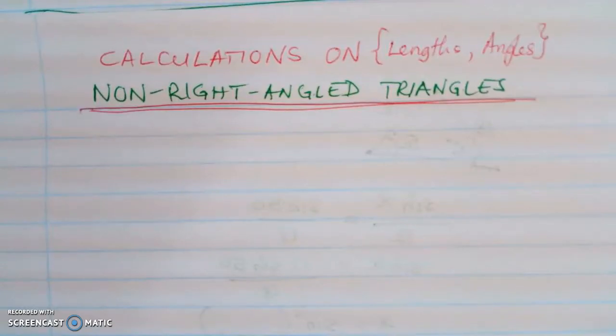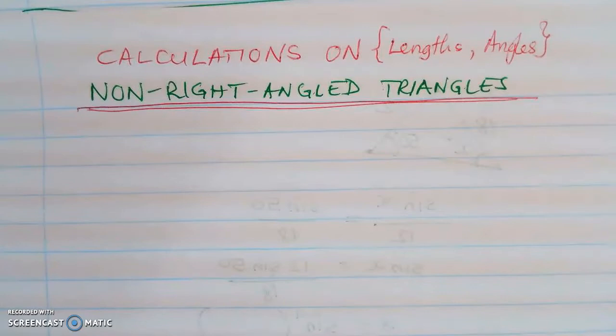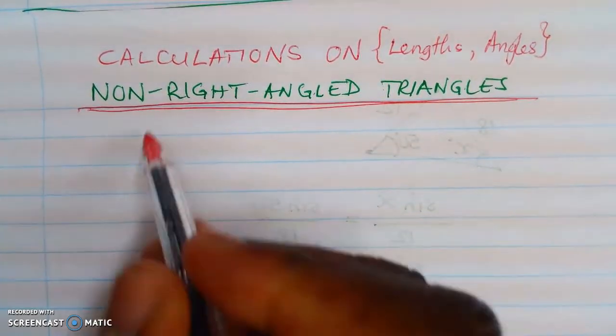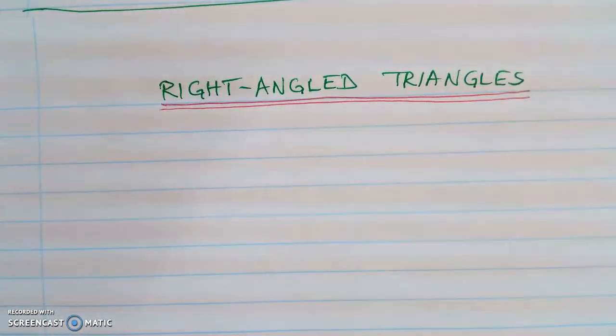Today we shall look at the calculations on non-right angled triangles. What we calculate is the length, or we calculate the angles that are in a triangle. Now, before we look at the non-right angled triangle, let's look at what we already know: the right angled triangles. What calculations and how do we make them?